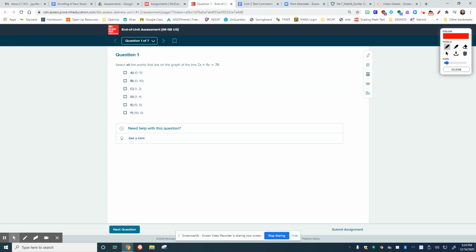What we want to do with that is go up here and pick one of these. Let's start with C. Just see what that one looks like. We know in C that the x coordinate is 1, the y coordinate is 2. So I'm going to take my equation and substitute 1 in for x plus 4 times y, which is 2, and see if that equals 20. The easiest way to check that is 2 times 1. Simplify. 2 plus 8 equals 20.